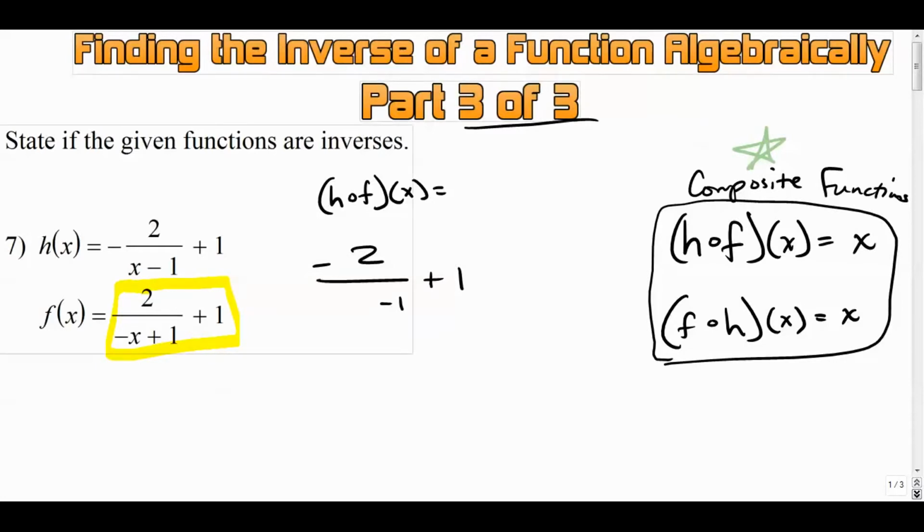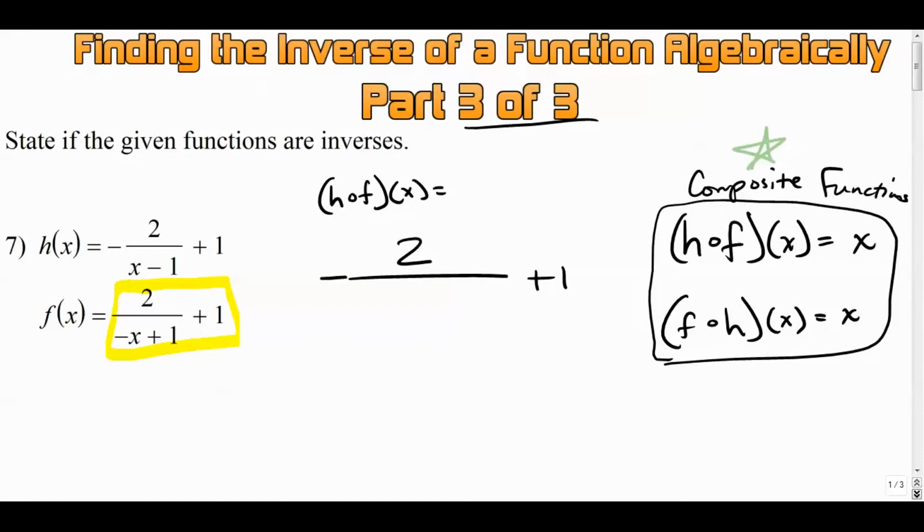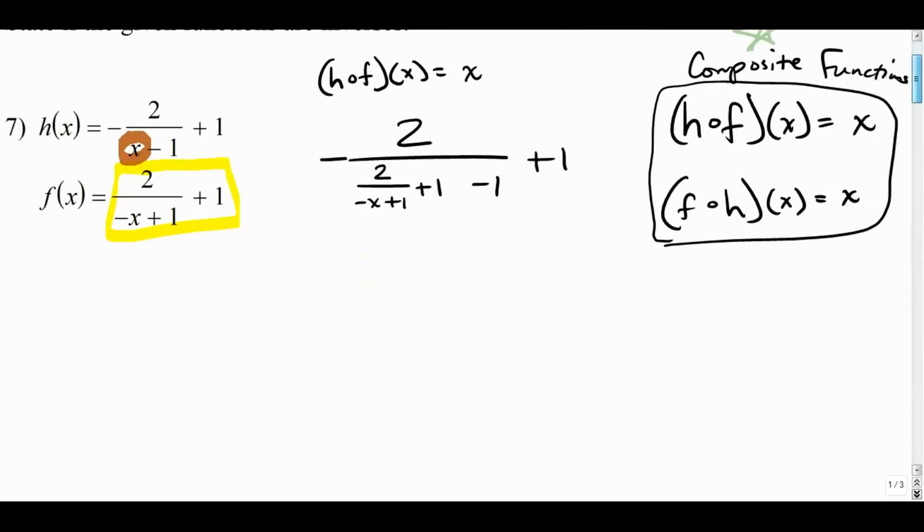So I might need to write this whole thing bigger actually, because it's a compound fraction. So I'm going to rewrite h, so it's -2, and then there's a +1, and there's a -1. And instead of x, I'm going to compose it with the function f. So it's 2 over -x plus 1 plus 1. Alright, so let's clean this up. And remember, if these two are in fact inverses, we should get that this simplifies down to x.